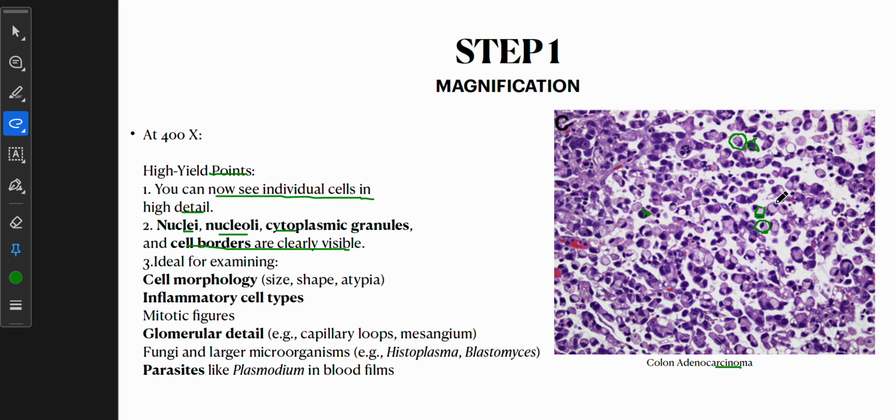This is very highly detailed. You can see it like that. These are signet cells. So that is how nucleoli and nuclei are seen, and also cell borders. There is visible clear demarcation of cell borders right here, right? So this is ideal for examining cell morphology, and then size, shape, atypia, as I had talked about earlier, and then inflammatory cells and mitotic figures.